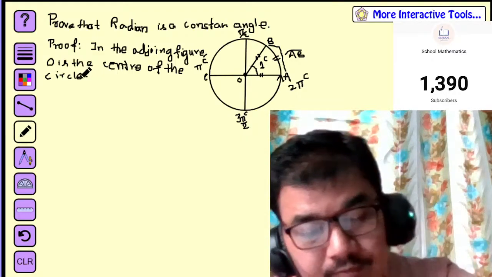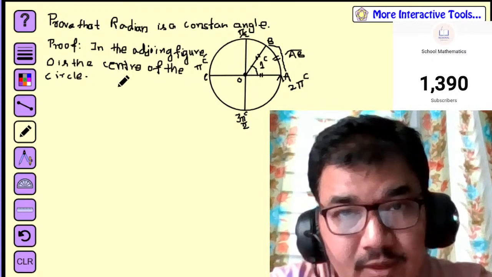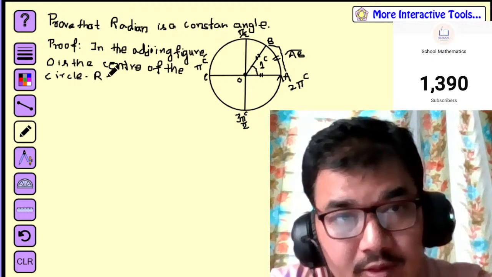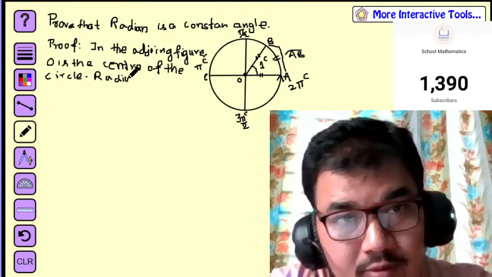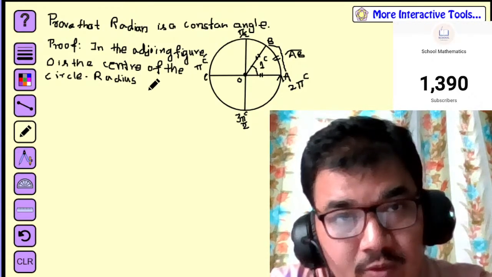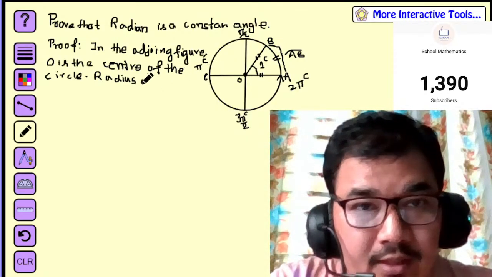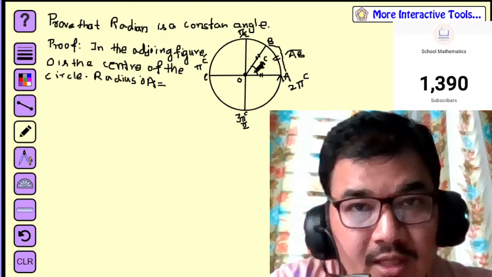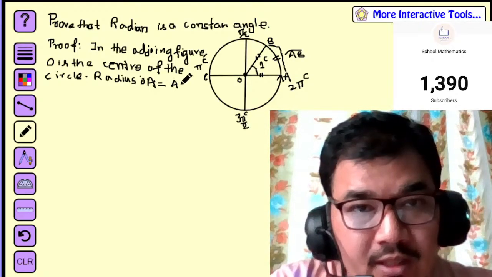And we know that here this OA is the radius. We can write here radius. The radius names are OA and OB right here. Radius OA is equal to the arc AB, right? Radius OA is equal to arc AB.